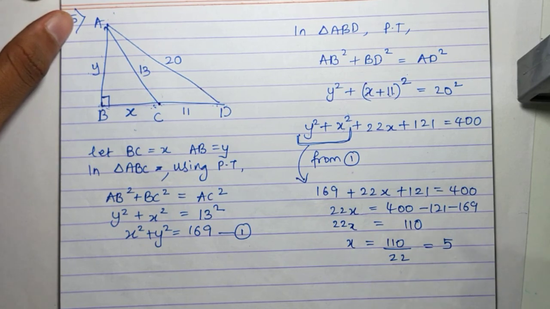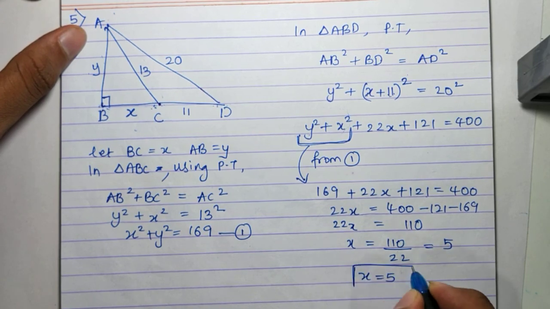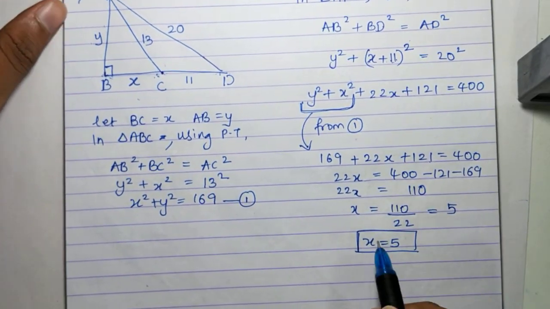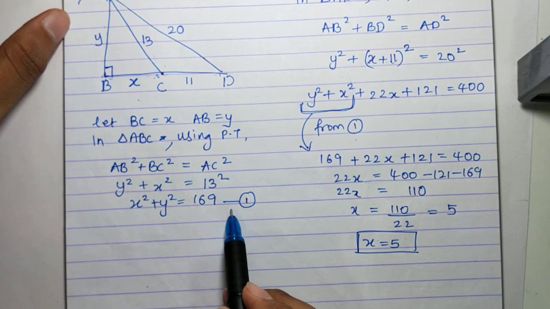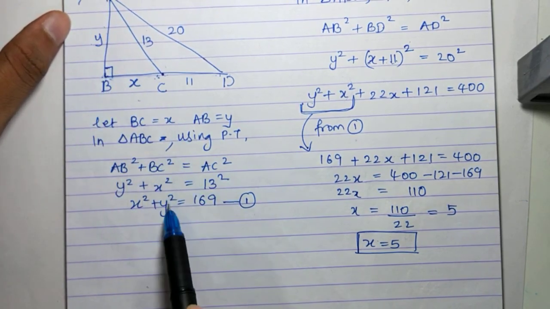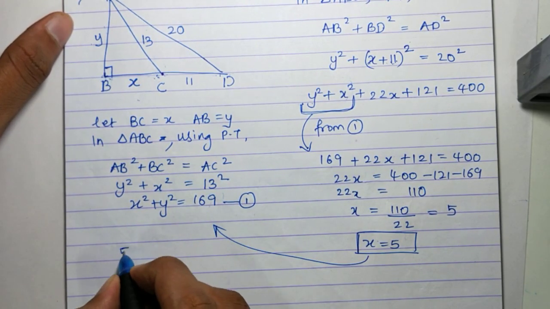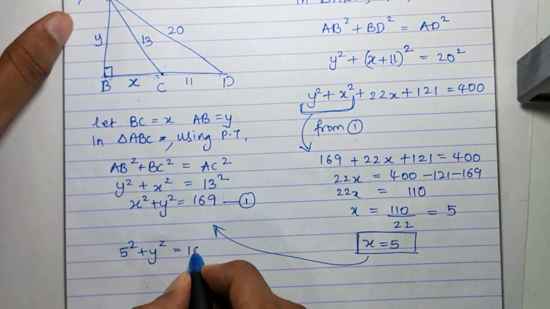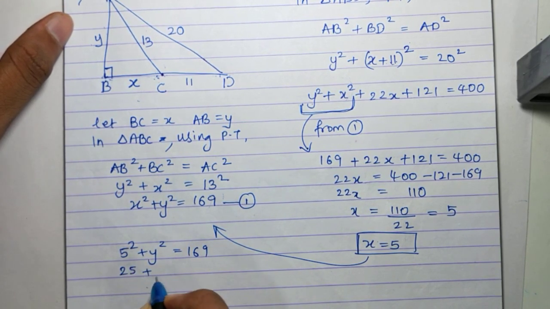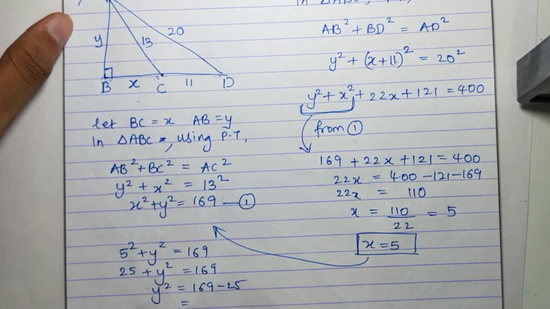So x is 5. Now once you know that x is 5, we can put this value in this equation. ठीक है, अभी x मिल गया मुझे 5 है, तो अभी इस ट्राइंगल में पाइथागोरस अप्लाई कर सकता हूँ जो already किया हुआ है यहाँ पे. Okay, so let's put this value here. So 5 square plus y square equals 169. So 25 plus y square is 169. So y square is 169 minus 25. When you do this, you will get y as 12.